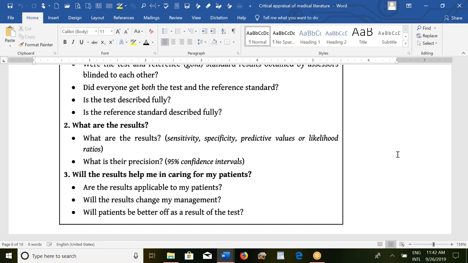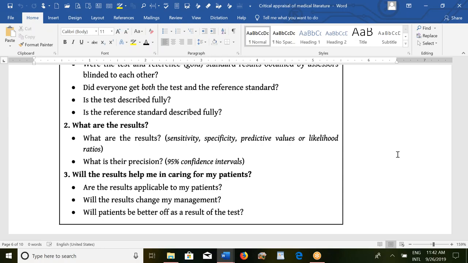You know that for a diagnostic test we use terms like sensitivity, specificity, predictive values, or likelihood ratios. Then what is their precision? Precision means that you should tell about their 95% confidence interval. Then will the results help me in caring for my patients? For this you need to ask some questions.